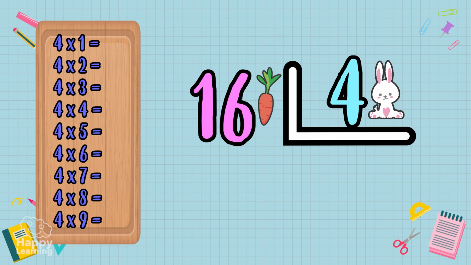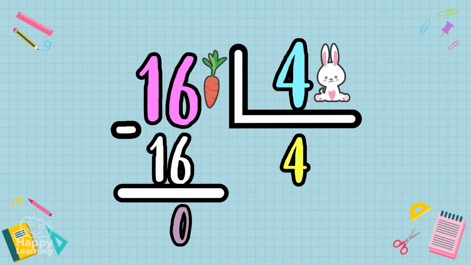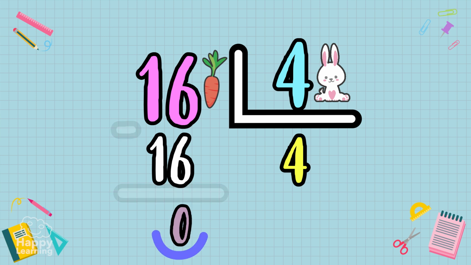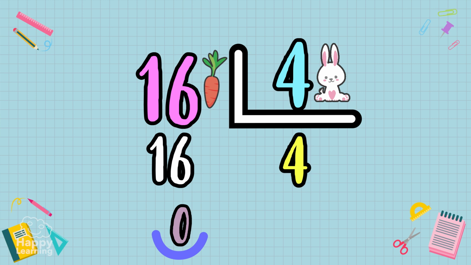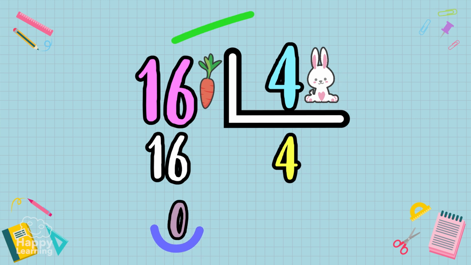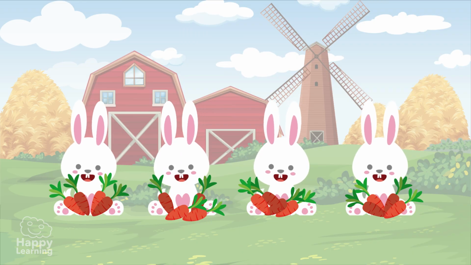That's why it's very important to know the times tables. Let's try. 4 times 1, 4. 4 times 2, 8. 4 times 3, 12. 4 times 4, 16. Here we have the number we were looking for, and we put it here. Now we subtract 16 from 16, and as we don't have anything left under the 16, we put a 0. So 16 divided by 4 equals 4, and we don't have any carrots left over. The division is exact. Look how happy the rabbits are.